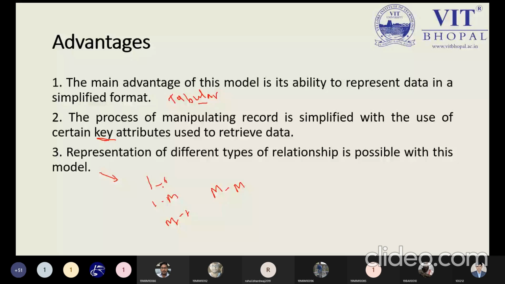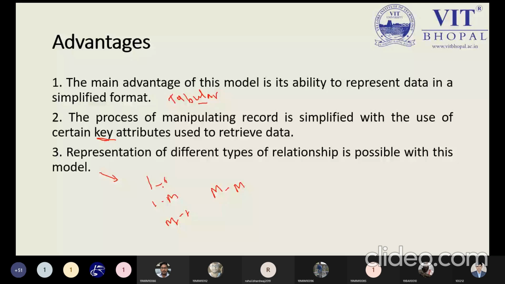In a room, a faculty can take a class. This is one to one, because in one room, only one faculty can teach. So the relationship between the room and faculty information will be one to one. In a room, there are many students. So the room and student relationship can be recognized as one to many, because in a room there are many students.